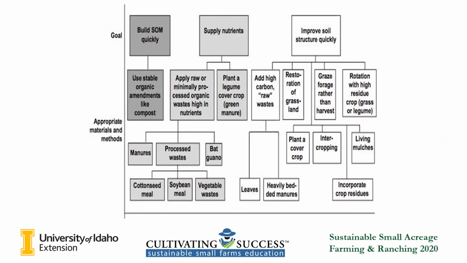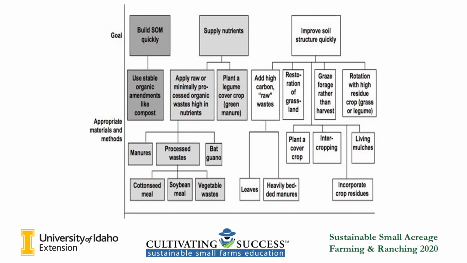What is your goal? Build soil organic matter quickly, or is it to supply nutrients, or is it to improve soil structure quickly? And then you can follow those little lines down, and it gives you some good overall strategies that you can use on the farm if you want some results. But if you'll look at this, there's no quick fixes in here. It's not dump in a bunch of Miracle-Gro or go down to the hardware store and buy liquid plant grow and everything will be fixed.